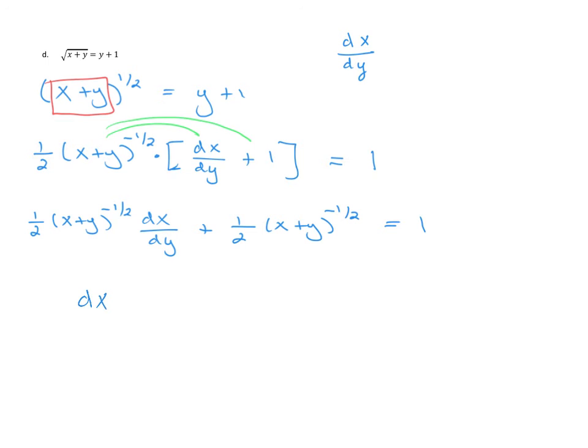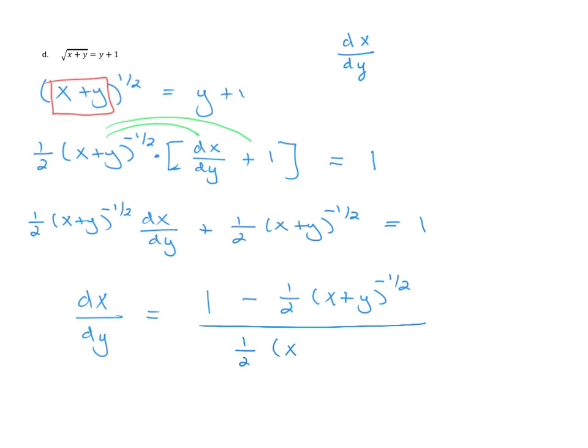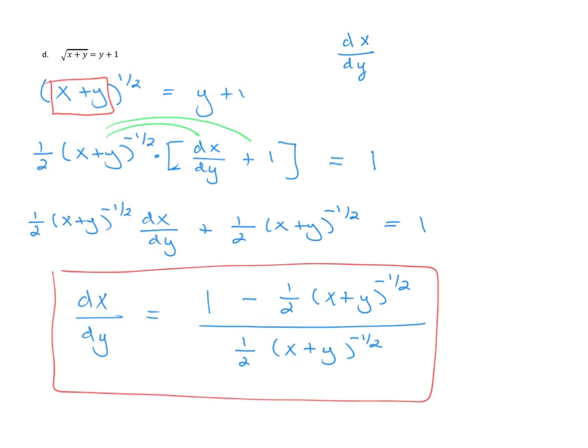We have that dx/dy is equal to, so we get 1 minus 1/2 of (x plus y) to the negative 1/2. So this gets moved over here, but then I divide both sides by this term, and I get 1/2 (x plus y) to the negative 1/2. And here it is.